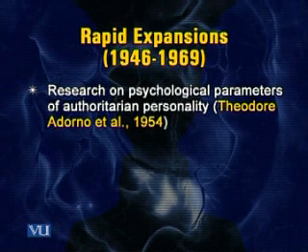Now, the next period, which you can see in this slide, is between 1946 and 1969. That was a period of rapid expansion. And this rapid expansion was possible due to the immigration of a lot of scholars from Europe to America. Along with the help of young American social psychologists, they started research on a number of social psychology dimensions. In this slide, you can see that research started on a number of issues. For example, research on the psychological parameters of authoritarian personalities was conducted by Theodor Adorno and his colleagues in 1954. Adorno, in fact, wanted to know why a civilized country like Germany and its citizens could fall under the influence of one dictator, that was obviously Hitler at that time.